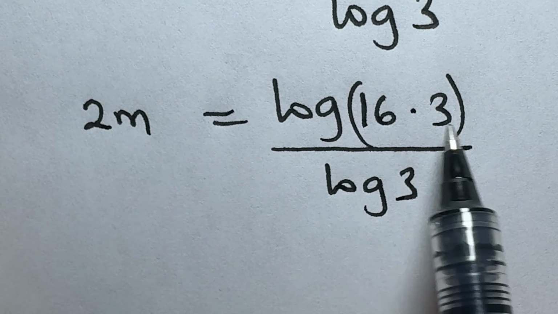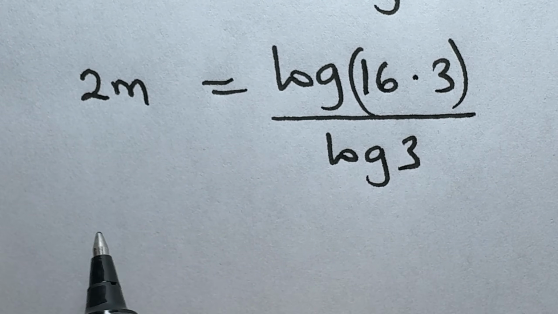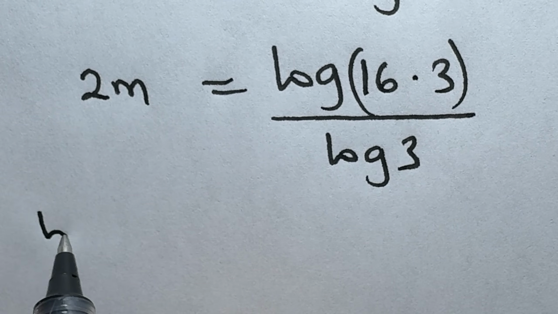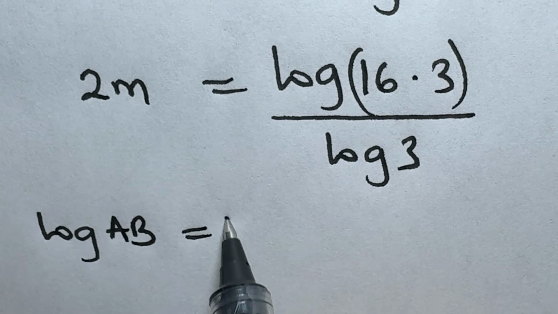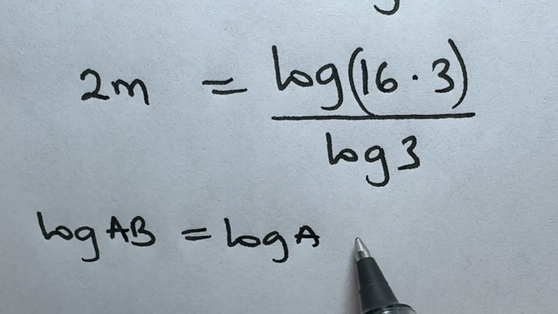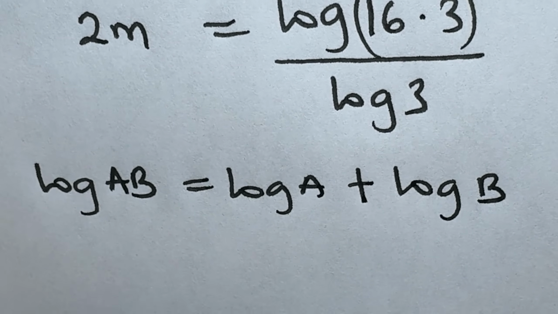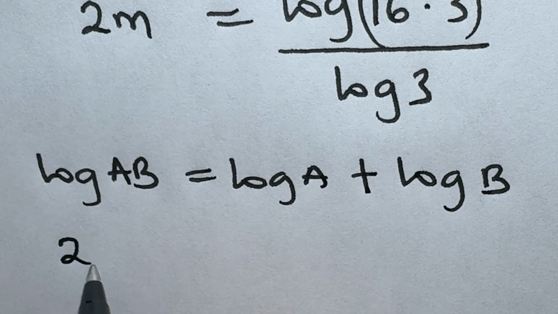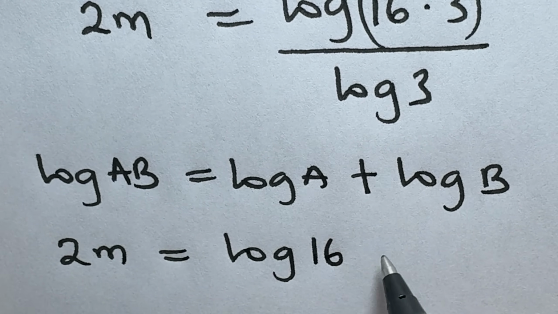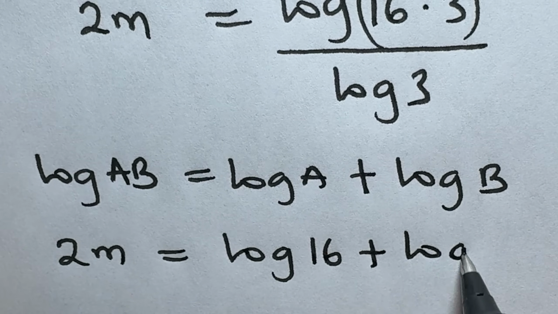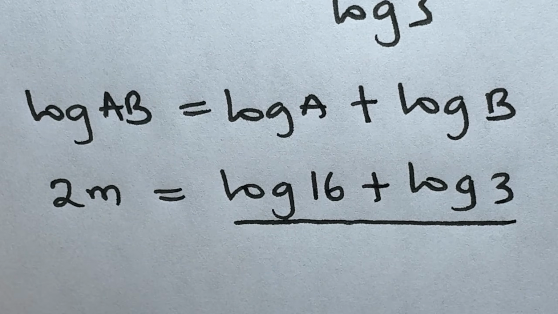To continue, we need to first separate this product of 16 times 3 into individual logarithms. So I'm going to use this law, log a times b. By law of logarithm, this will give us log a plus log b. Then 2m is going to be equal to log 16 plus log 3, both divided by log 3.